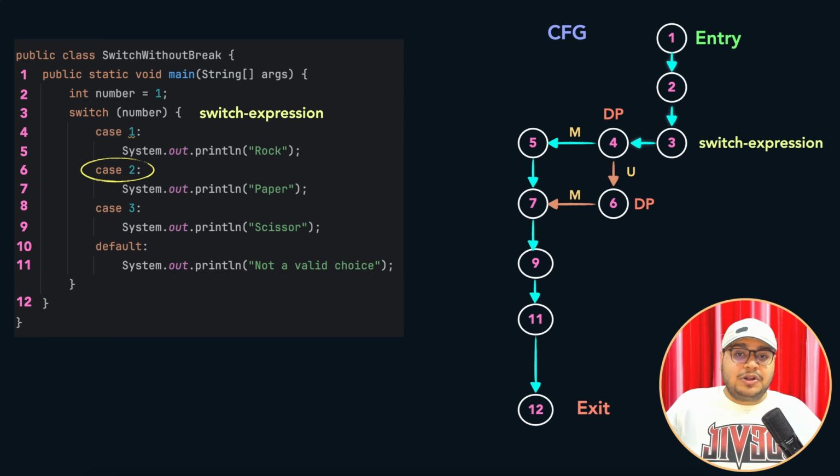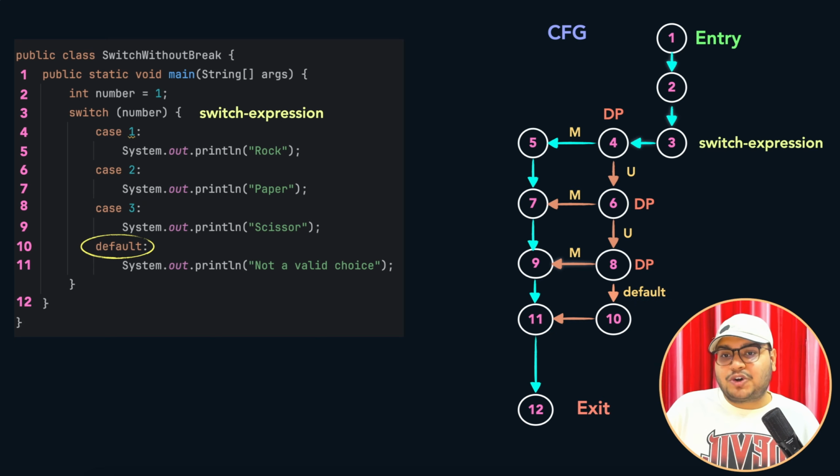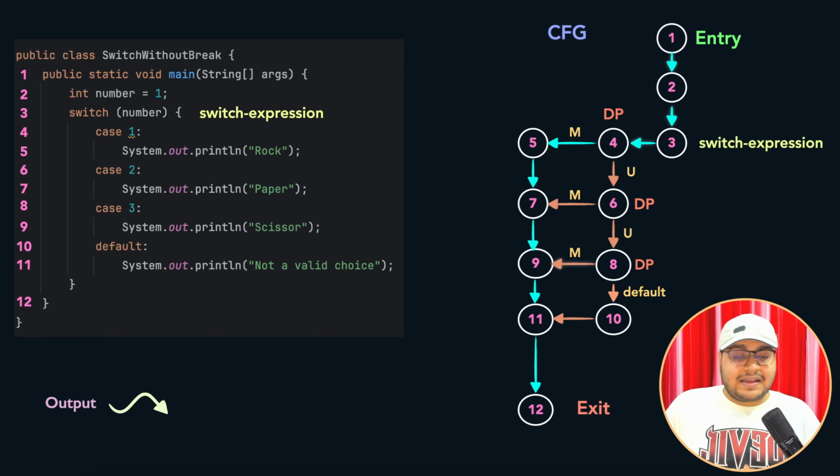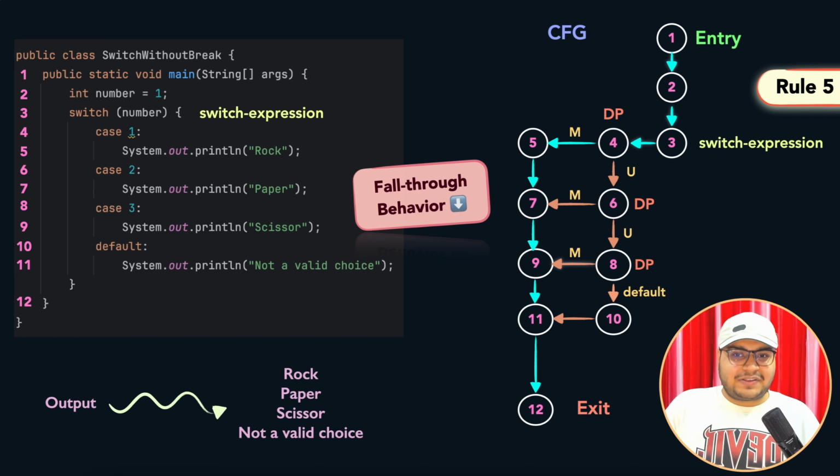Now let's flip the scenario. Suppose case 1 doesn't match and we move on to case 2. If it matches, the same rule applies. It prints paper, scissors, and then not a valid choice. If case 2 is unmatched, we go to case 3, and if it matches, we end up printing scissor and invalid choice. Even the default case gets executed. It's like the floodgates open once a match is found and every statement downstream gets executed. This is referred to as the fall-through behavior. And that was the fifth and final rule of the switch statement. So be careful and apply breaks appropriately, else your program will derail.